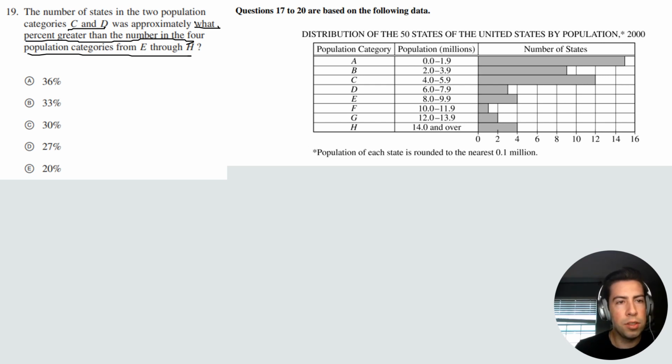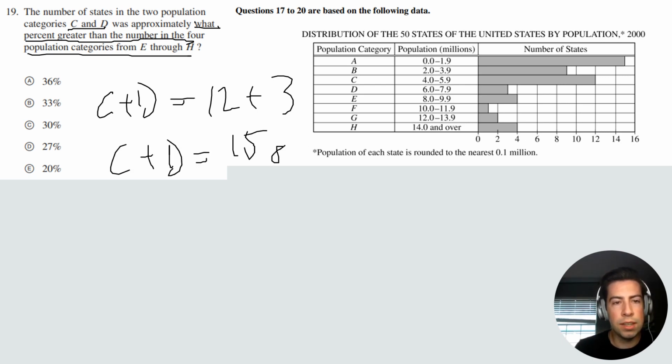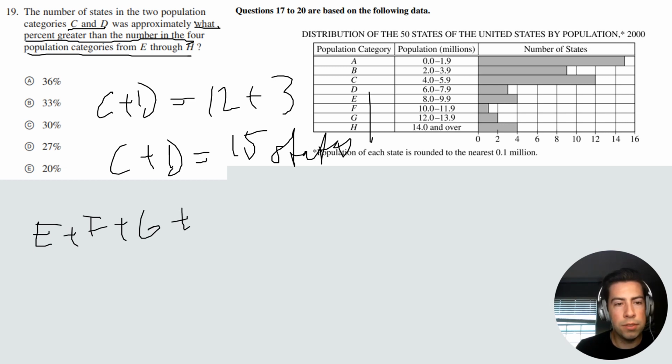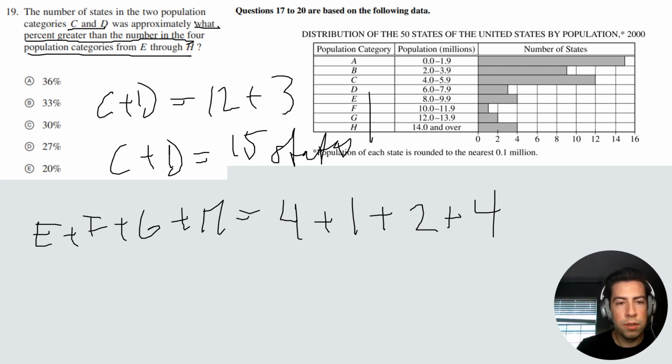So the number of states in the 2 population categories C and D. So let's see here, C plus D. So C is going to be 12, and D is going to be 3. So the total for C and D is going to be 15 states, right? Okay. Now for E through H, let's do that. So it'll be E plus F plus G plus H. So I know that E has 4, F has 1, G has, let's see here, G has 2, and H has 4. So altogether, this is going to be, let's see here, 11 states.